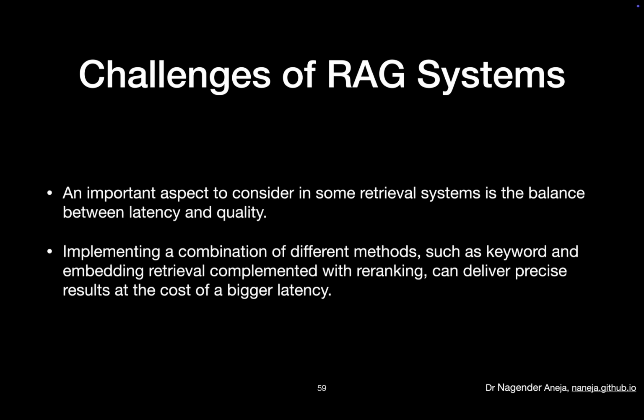An important aspect to consider in some retrieval systems is the balance between latency and quality. You want a fast response, right? But you want a high quality response as well. So we need to see how, because if you send more information, let's say we pass only one, the quality may reduce but the latency will be low. If you say let's pass the top 10 indices, the latency will be higher, but the quality may be high.